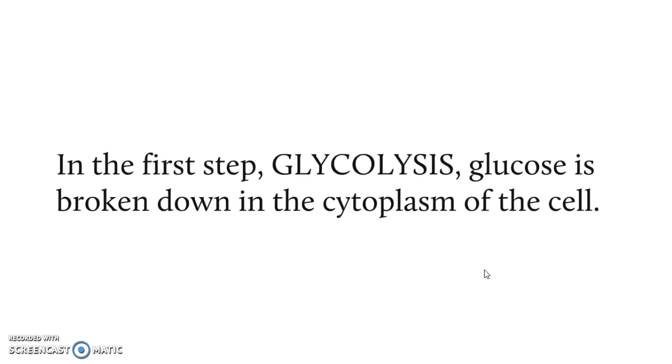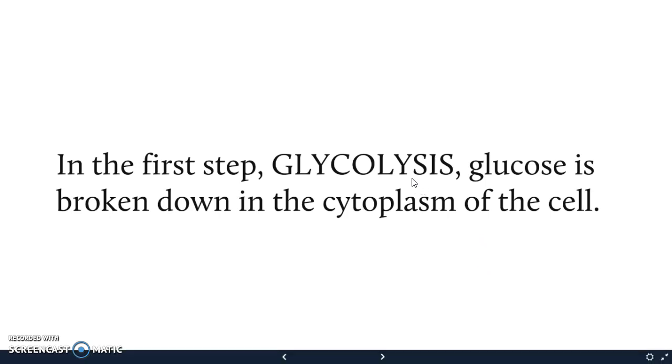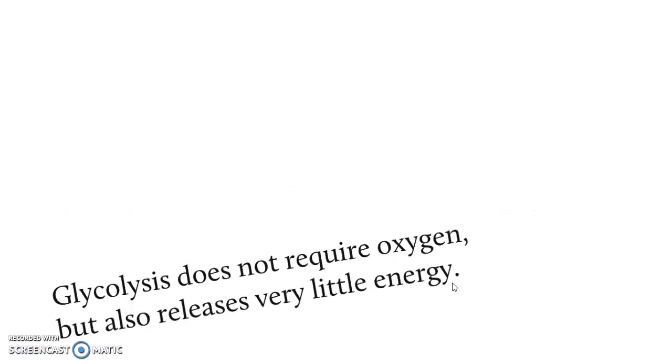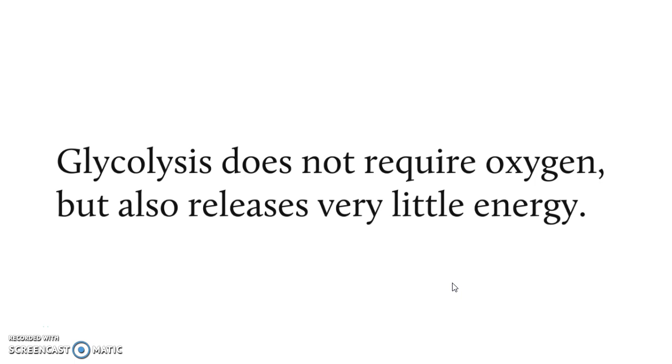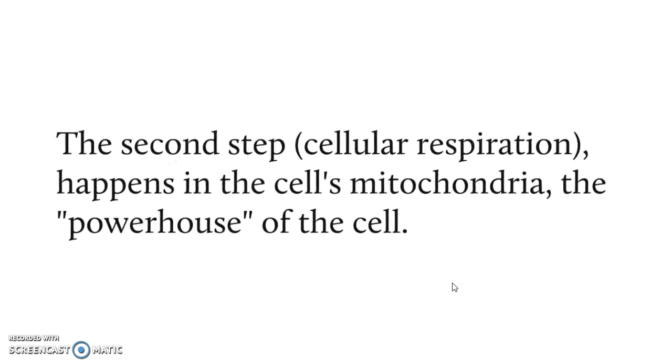Now the first step is called glycolysis. And this is where glucose or sugar is broken down in the cytoplasm of the cell. So whenever you see that lyse word root, like a lysosome, think of splitting or breaking down. So we are breaking down glucose molecules, and this happens in the cytoplasm, right? No specialized organelles needed, right in the cytoplasm. It does not require oxygen, but it also releases very little energy. So this is the first step in respiration. A little bit of energy released, but we're breaking down the sugars, or splitting the sugars.